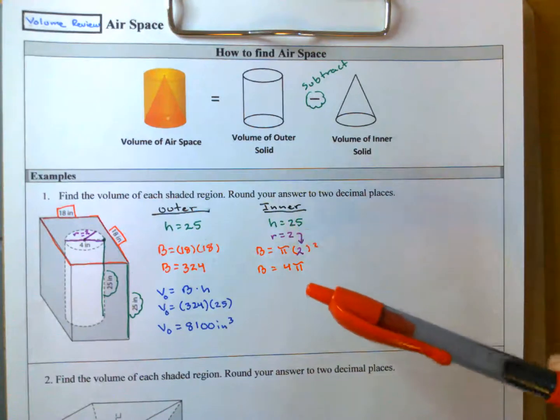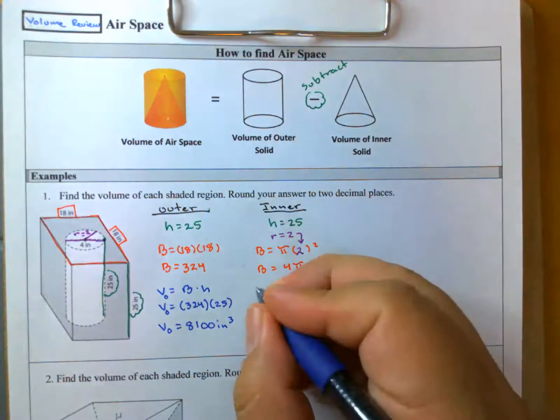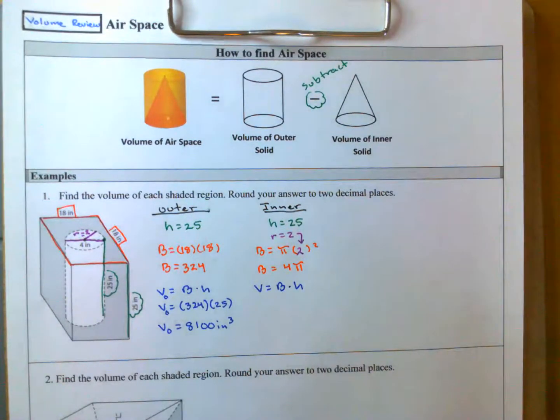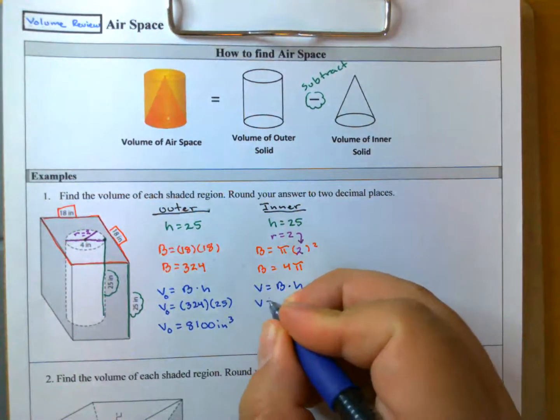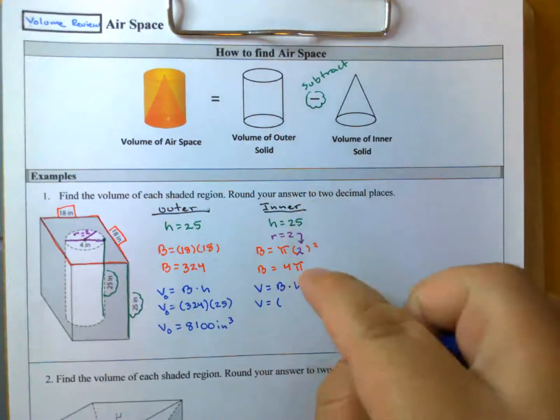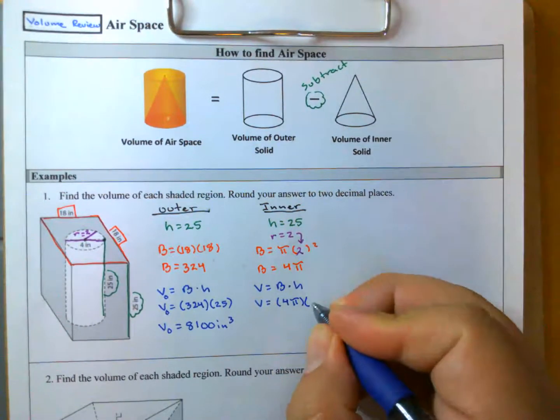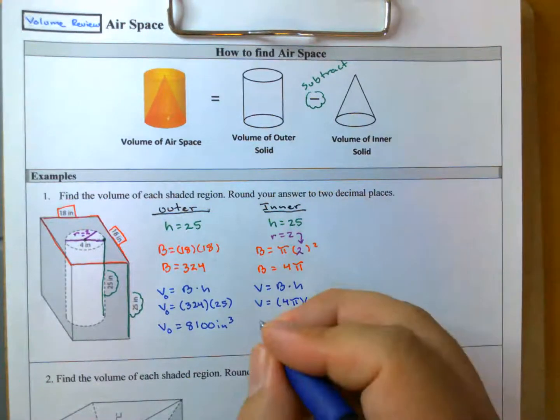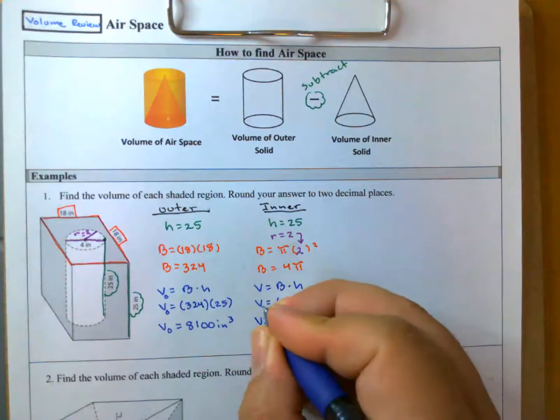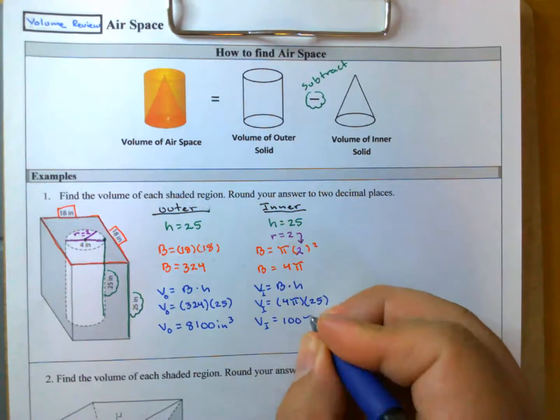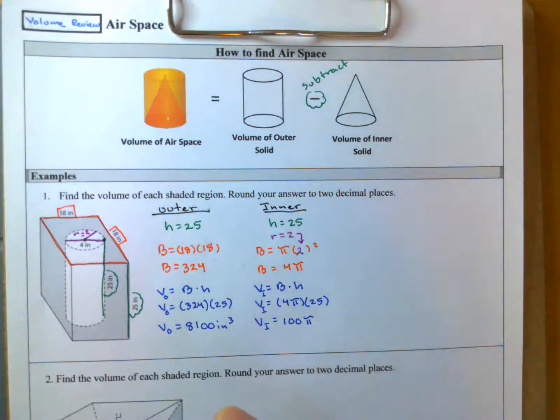I have my H, I have my capital B, I'm ready for volume. According to the word wall, all I have to do is multiply B times H again, because it's just a solid, right? It's not a cone or a pyramid. So then volume is equal to the 4 pi times the 25. And 4 times 25, of course, means that the volume of the inner, the inside one, is going to be 100 pi. And no, we don't need to multiply the pi just yet, okay, because this isn't our final answer. So let's not worry about that.